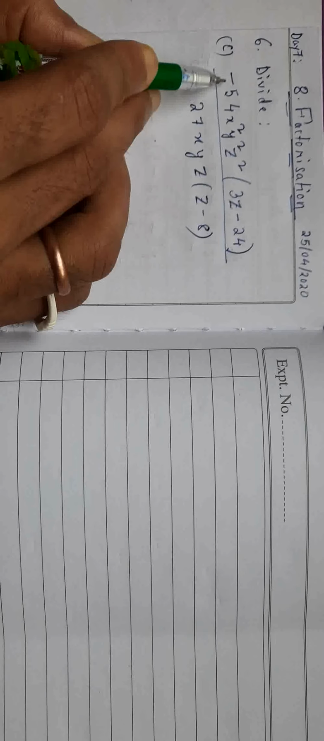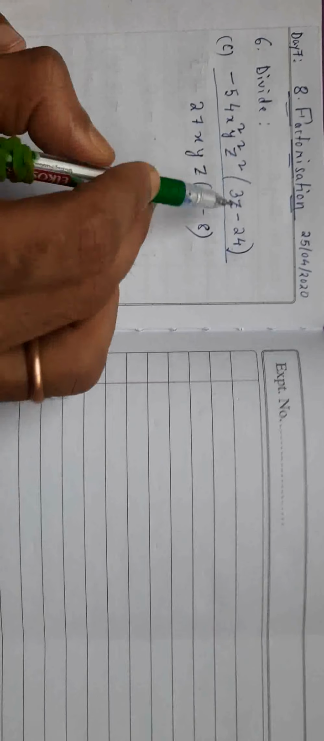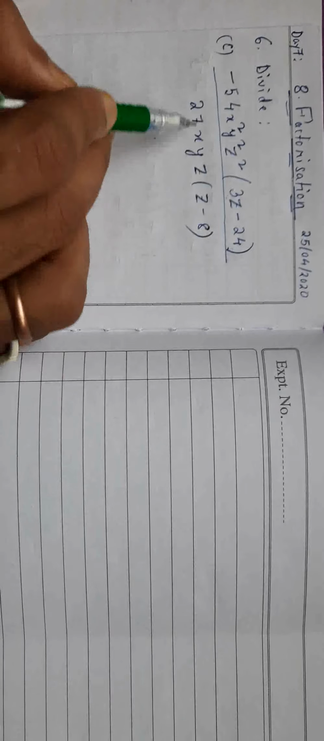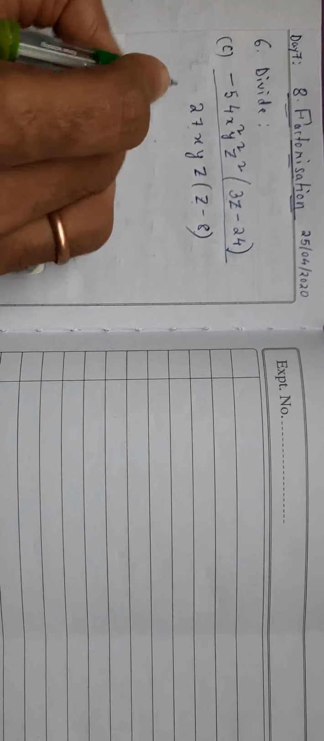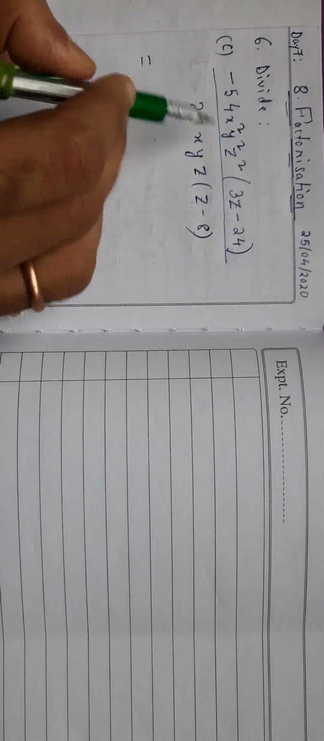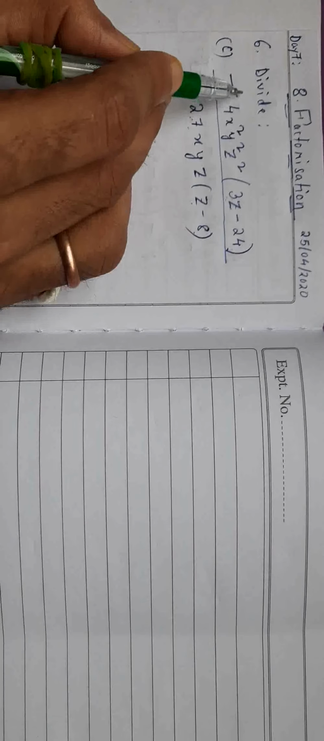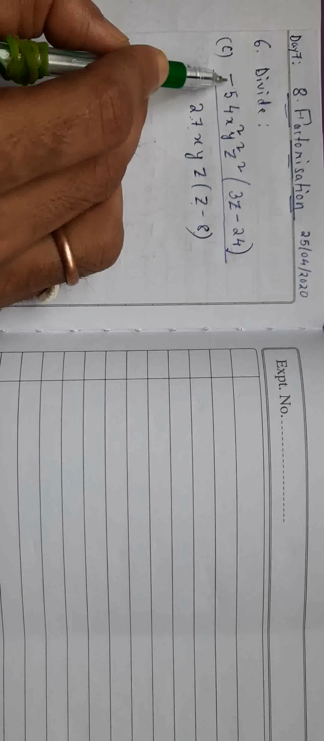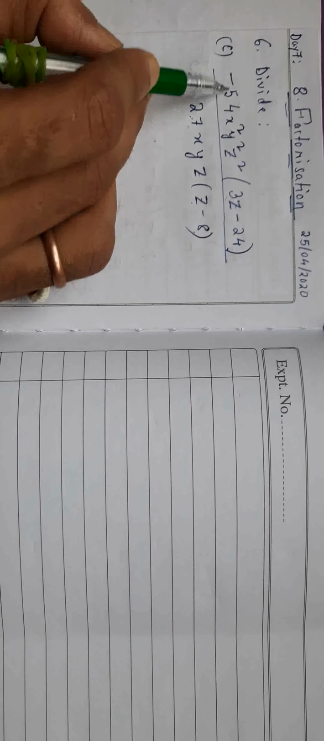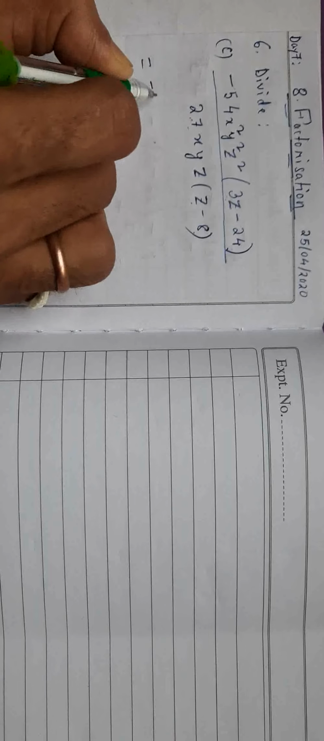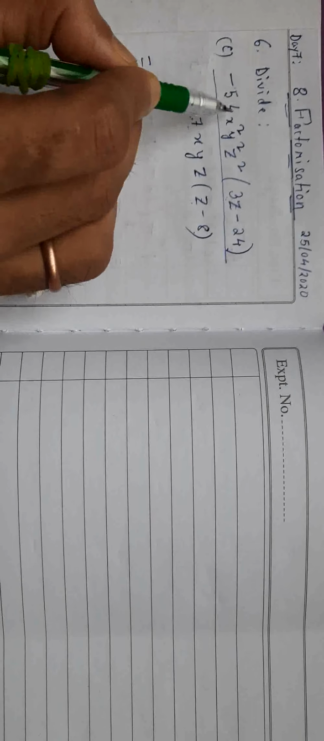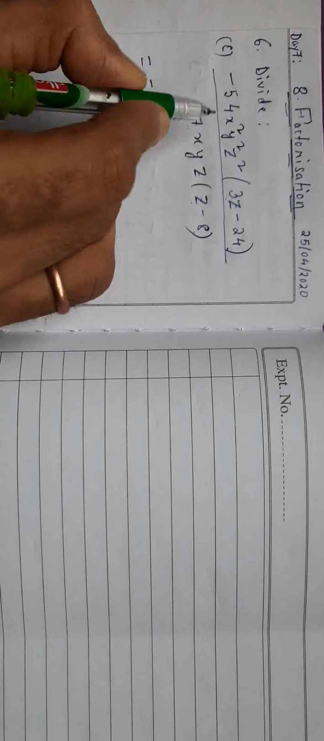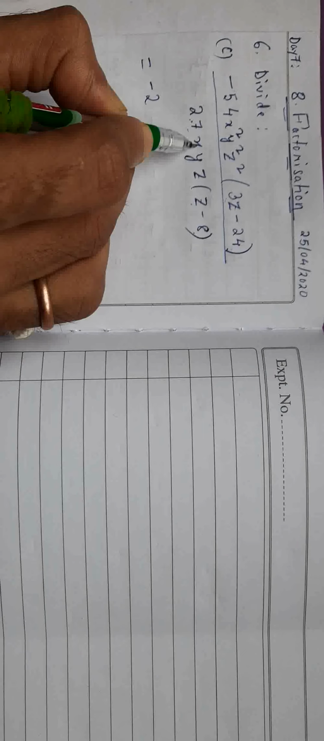Our third question is minus 54 x square y square z square within bracket 3z minus 24, whole thing divided by 27 x y z within bracket z minus 8. So our first step would be: here 27 and here is minus 54. When we divide minus 54 by 27, the answer is minus 2, since 27 into 2 is 54. So minus 2. Then here x square and here it is x.